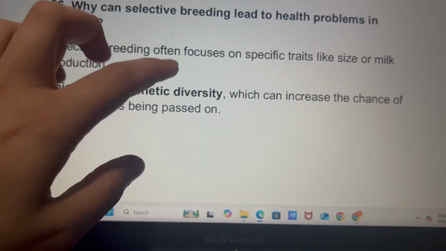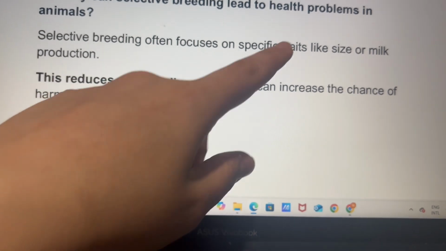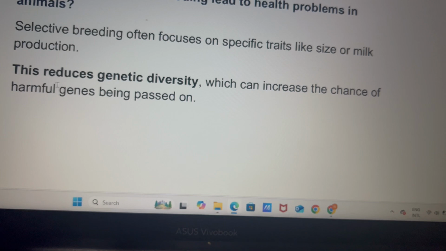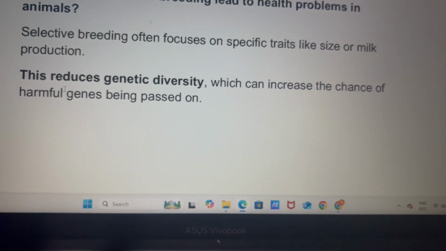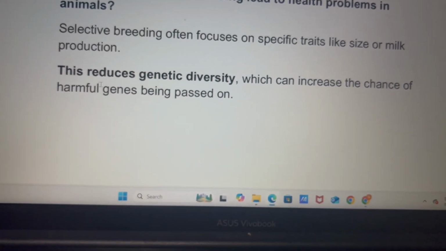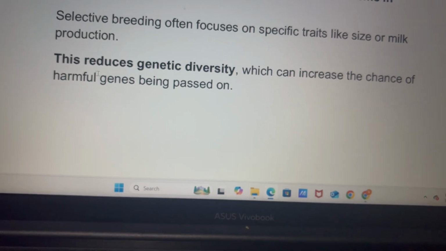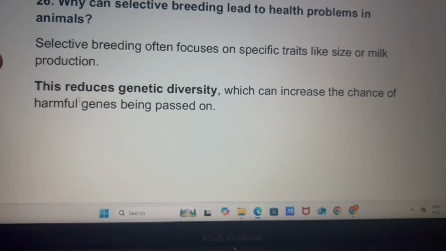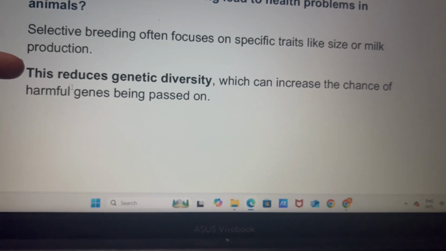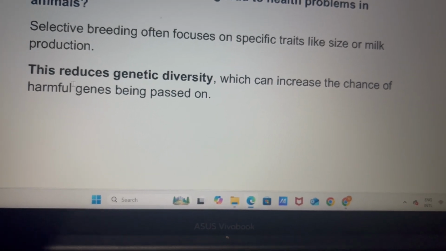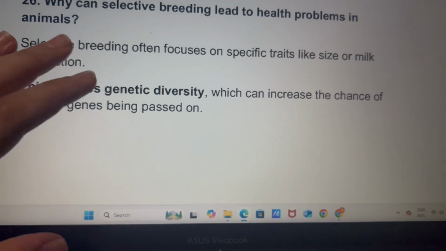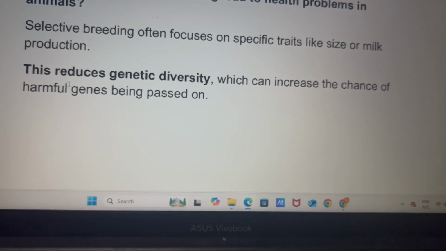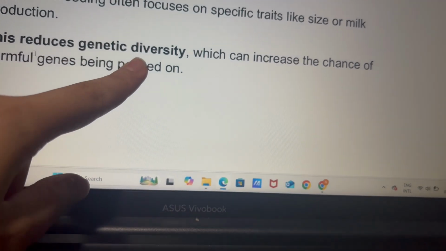So the problem is, you focus on a specific trait, like you need big fruits, you need sweet fruits, you need a cow that produces a large amount of milk. So you focus on one trait and you ignore that you could be multiplying other negative traits for the organism. First, you will have less genetic diversity. It reduces variation. It makes all individuals the same, with no variation, no differences. So it reduces genetic diversity.